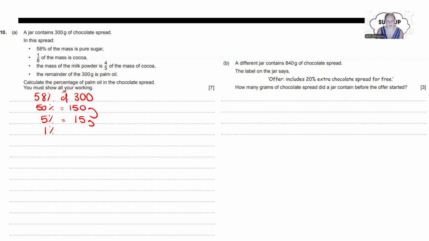1%, so remember when you find 1% of something, you're just dividing by 100. So that's 3 grams. And if we want to get 8%, we're going to need 3 lots of that. So I'm just going to do 3%. 3 times 3 gives us 9. This is all sugar. So I've got 150, 15, and 9. Add those up. That gives me 4, carry the 1 over, that gives me 7, and that gives me 1. So sugar is 174 grams.